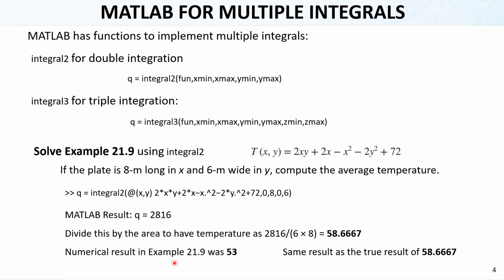Remember that the numerical result in example 21.9 for the trapezoidal rule was 53. So this is with the trapezoidal rule. And this is with Simpson's 1/3. This is also the same. So you can now use MATLAB to get both one-dimensional integrals and multiple dimensional integrals.